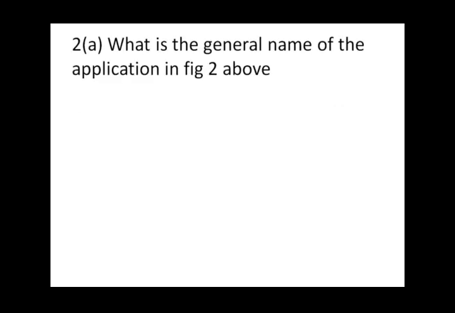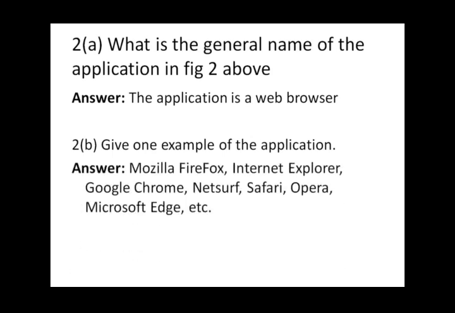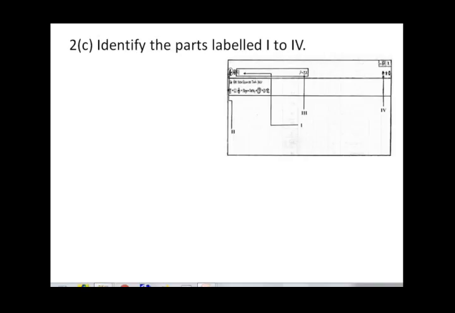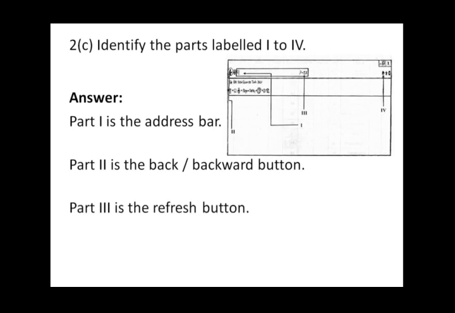Now, what is the general name given to the application? The general name given to the application is a web browser. Give one example of the application. You have Mozilla Firefox, Internet Explorer, Google Chrome, Safari, Opera, Microsoft Edge. Question 2C. Identify the parts labelled I to IV. Now, I is the address bar, II is the back button, III is the refresh button, IV is the home button.